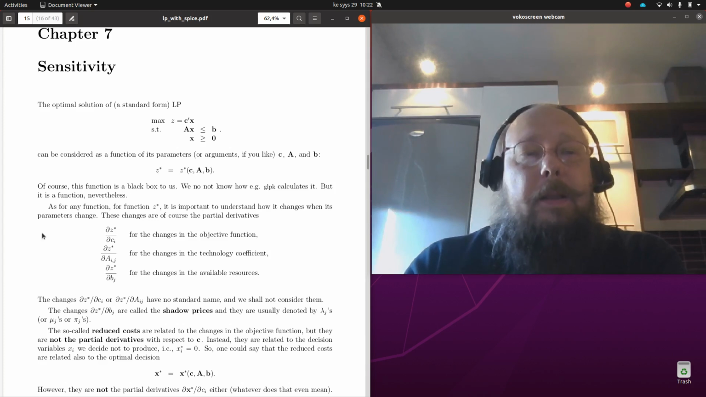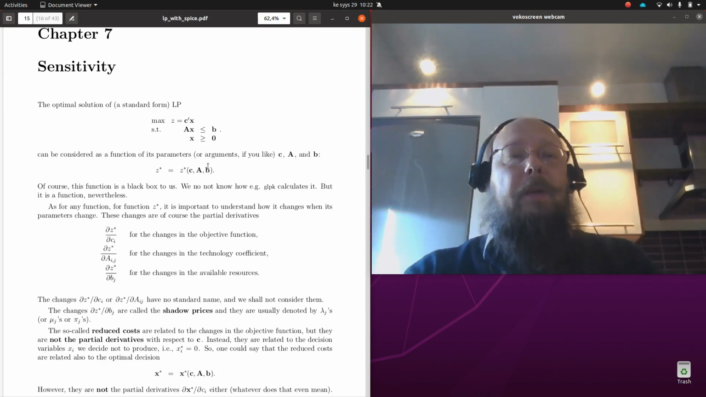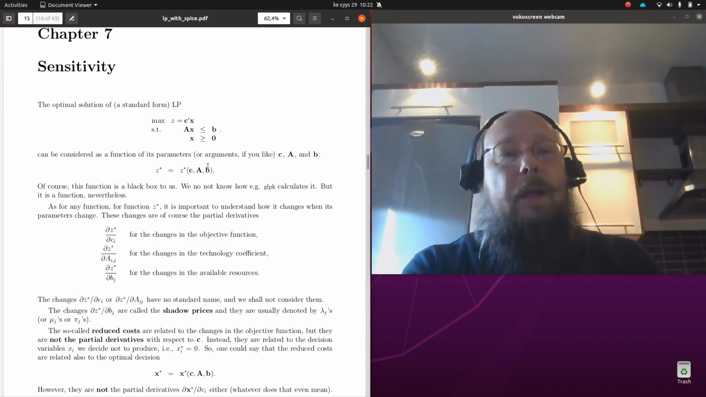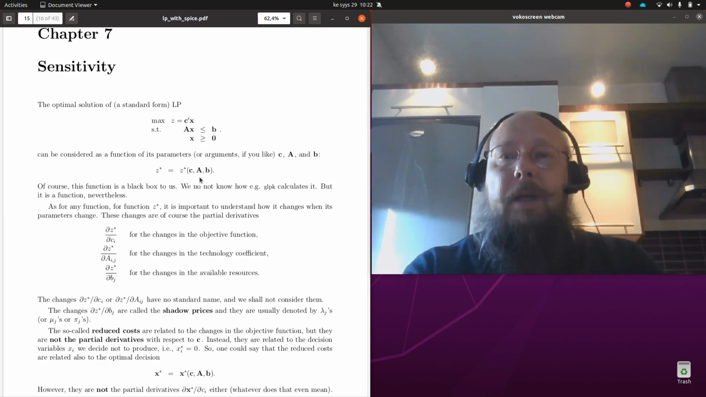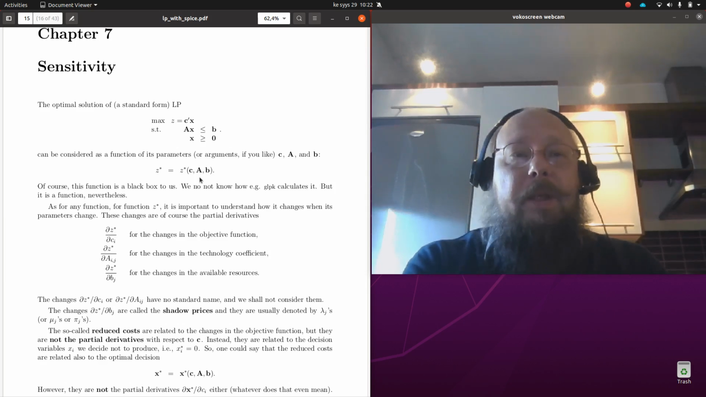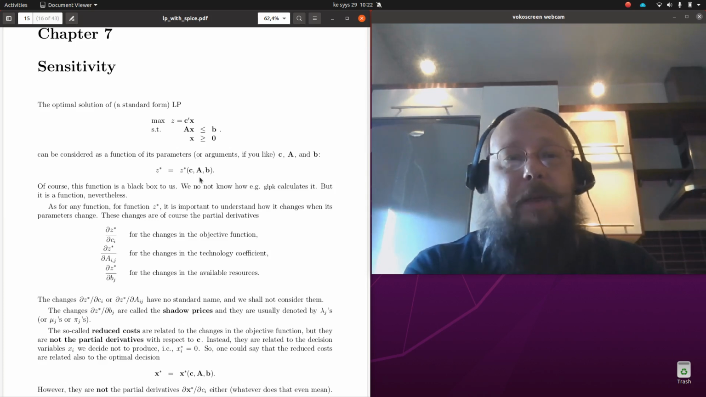One way of thinking of this, which is not used so much here but just to make the connection, is that you can think of this as a function of many different variables, and to see how the function changes when the variables change, these are the partial derivatives.